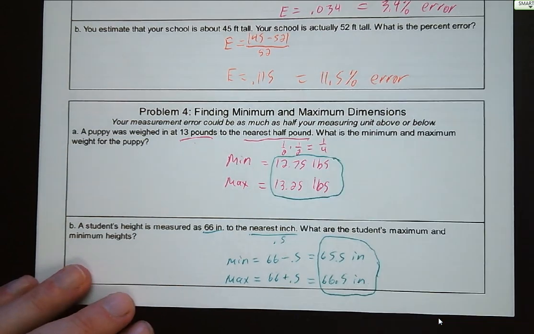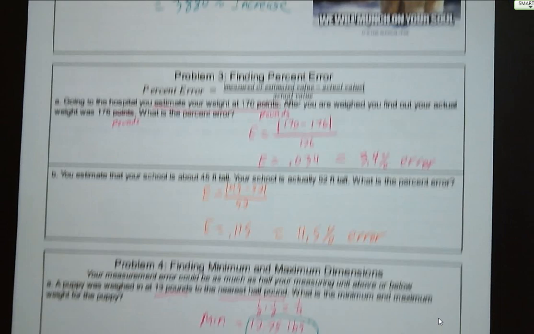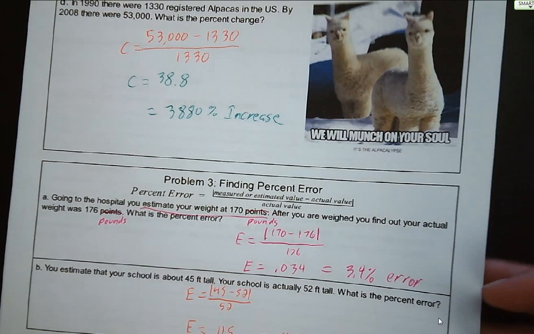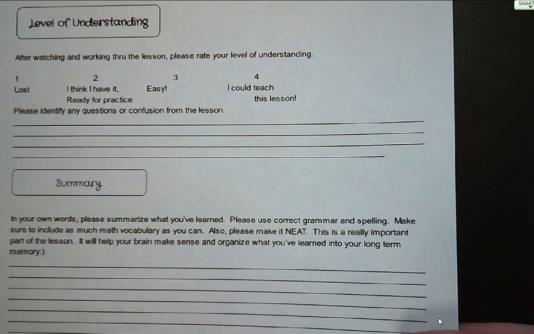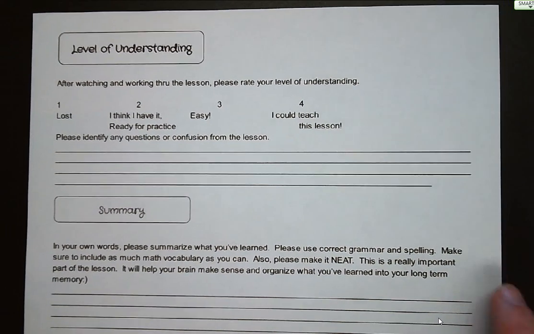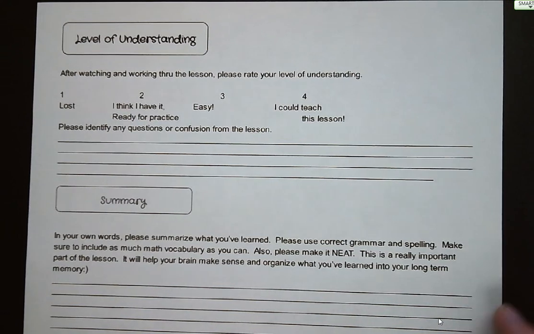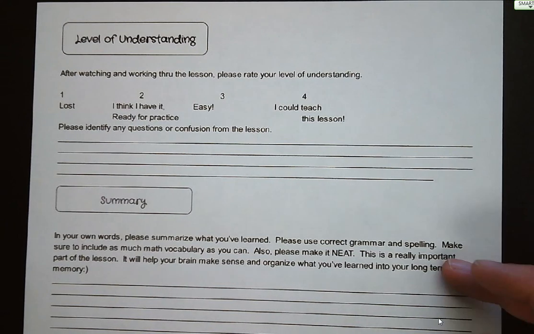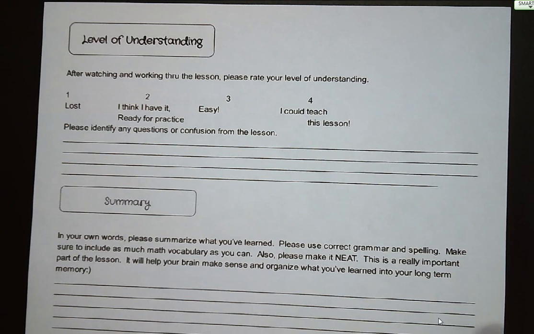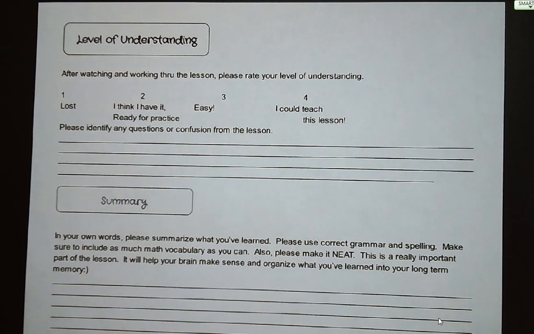All right, we're going to be skipping problem 5 this year, and that is the end of our lesson. So make sure you rate your level of understanding. 1 is lost, 4 is I could teach this lesson. Fill out your summary. What did we learn? What skills did you learn? And then again, make sure you write down any questions you may have developed as we went through the lesson.